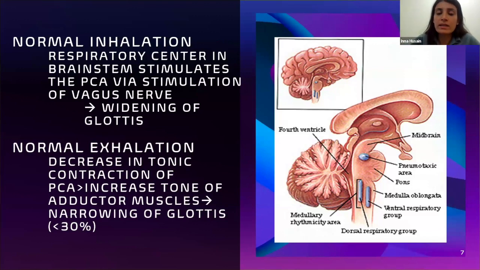Normally, when we take a breath in, the respiratory center in our brainstem gets the posterior cricoarytenoid muscle, a muscle of the voice box, activated, and this helps to open the vocal folds. When we want to breathe out or exhale, there is essentially a decrease in that activation, which causes the vocal folds to close a little bit. So there's a little bit of tightness that happens normally when we're breathing out.